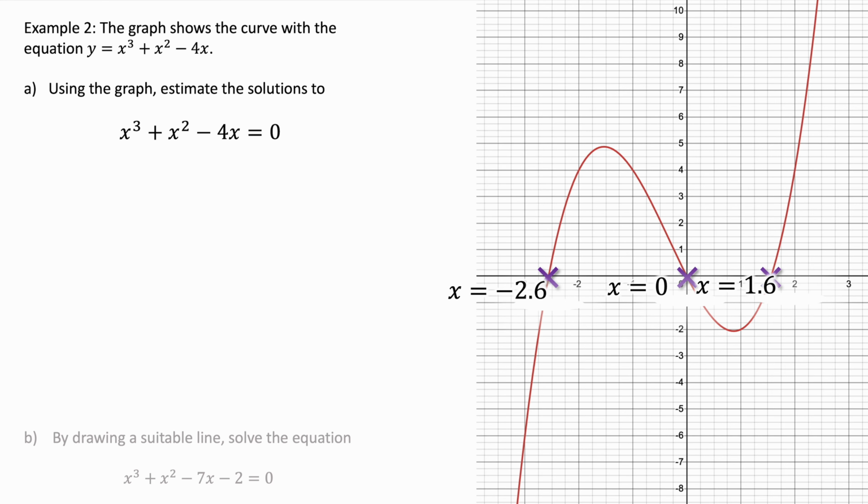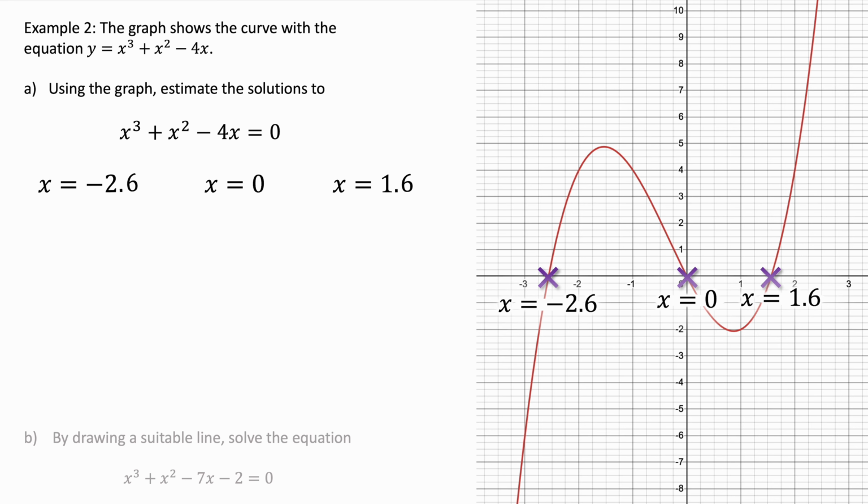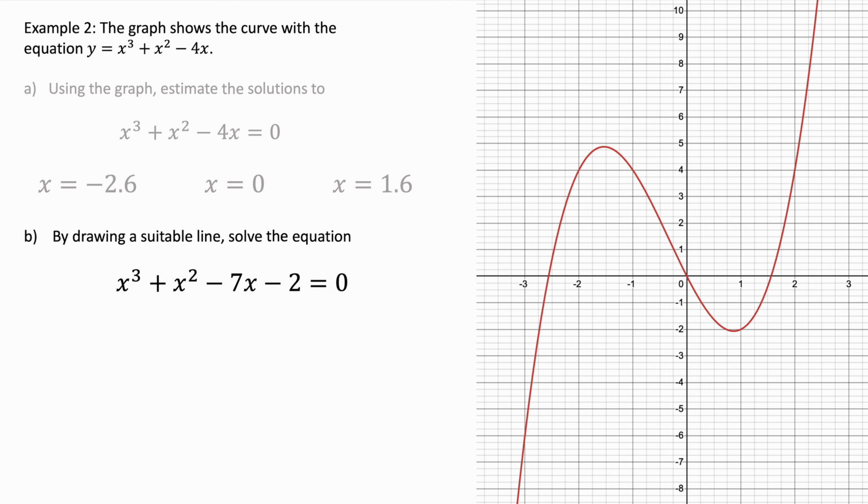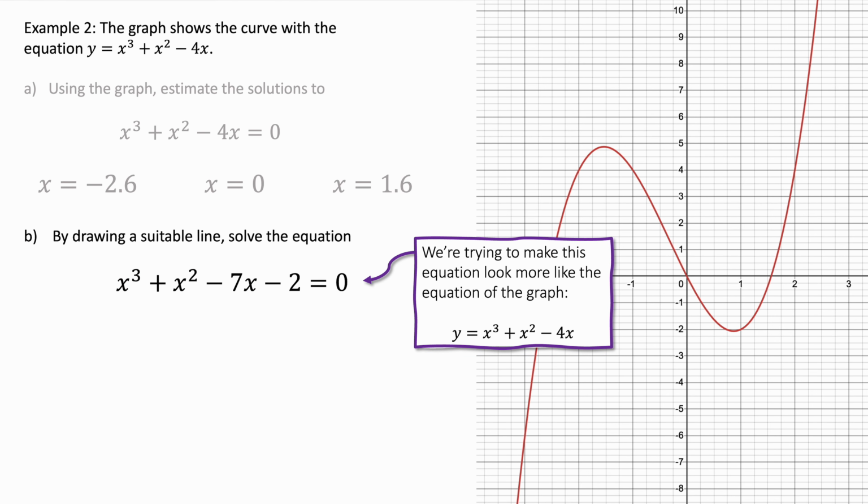Now, it says part B, we're going to draw a suitable line to solve the equation x cubed plus x squared minus 7x minus 2 equals 0. And we're going to use the same method as before. We're going to try and transform this to look like our original curve. And it does look similar. It's still got the x cubed plus x squared. The minus 7x should be minus 4x, and the minus 2 shouldn't be there.